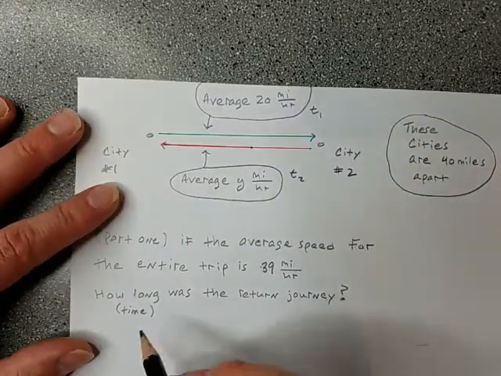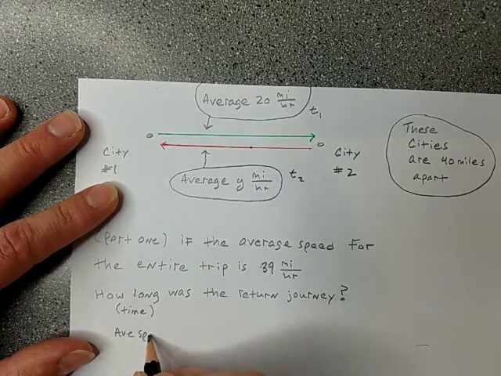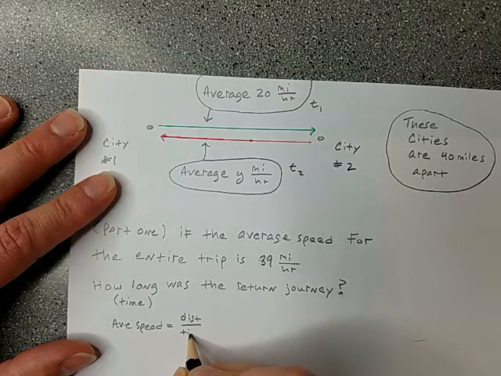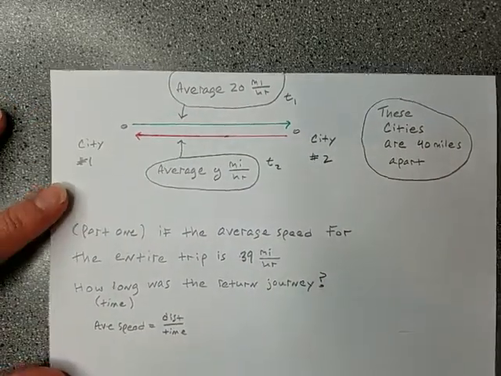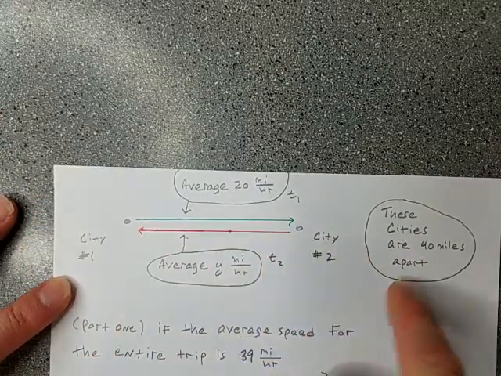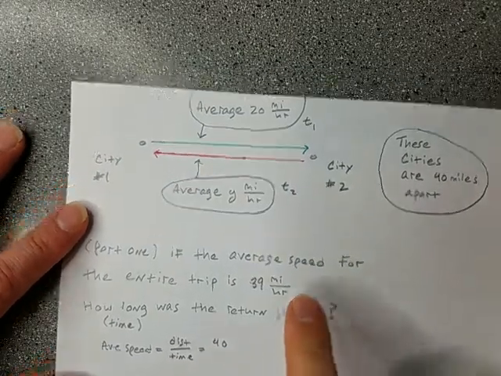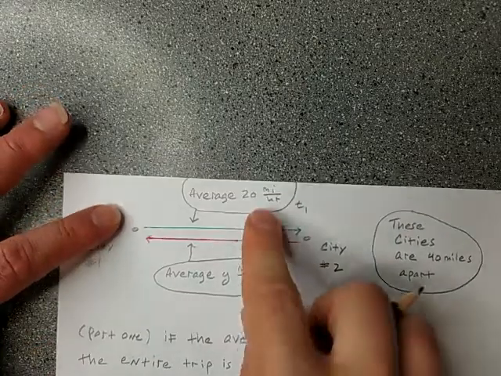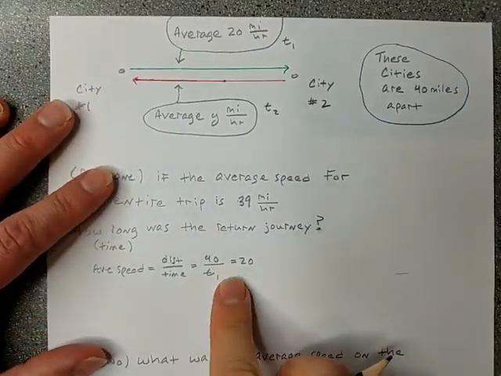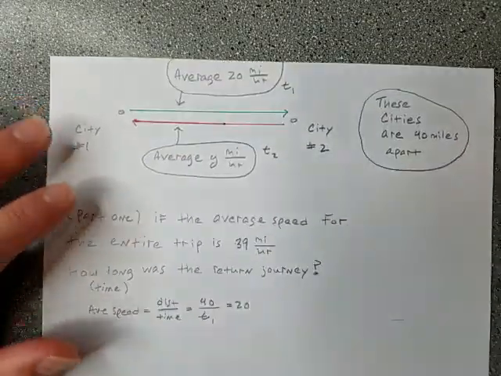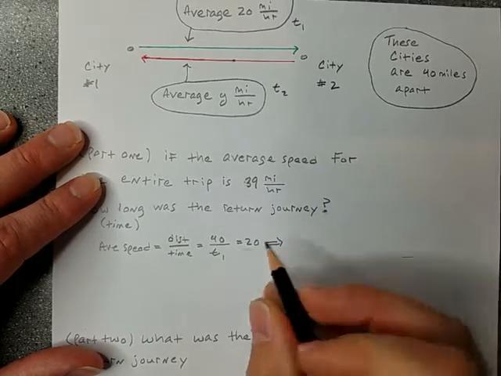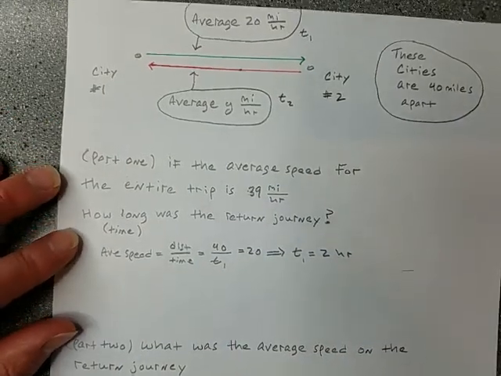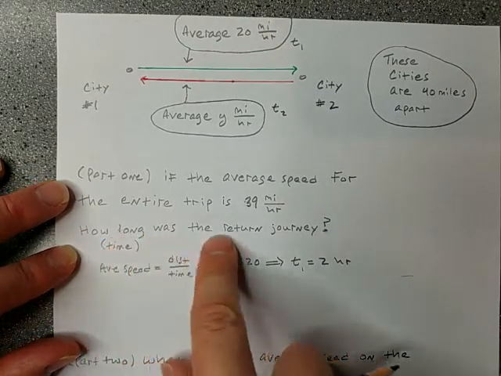Right? So what we mean when we say average speed is the total distance over the total time. Okay, so I'm going to write distance over time, but it's the total. So on this leaving journey right here, the distance is 40 miles. And we're going to suppose it takes us time t1 to do that. Okay? And the average speed that we get is 20 miles an hour. So this is enough information for me to solve for t1, how long it took me to get from city 1 to city 2. Okay, so if I multiply and divide here, I'll get that t1 is equal to 2 hours.